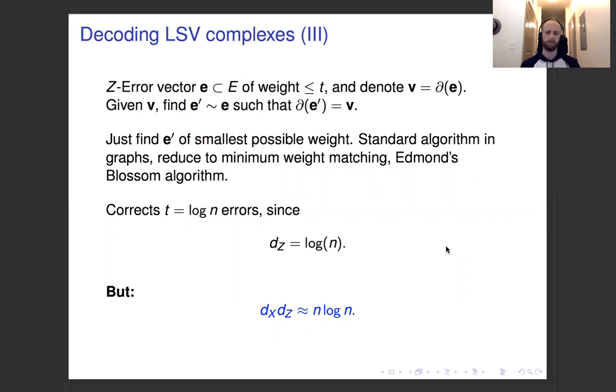However, what makes these complexes very useful is the property that if you multiply the X distance and the Z distance, you actually go beyond the size of n. It actually grows like n times log n. And this is a very rare property to come up with. So finding complexes that satisfy that the X distance times the Z distance grows bigger than n would be very useful in constructing CSS codes which break through the square root n barrier.